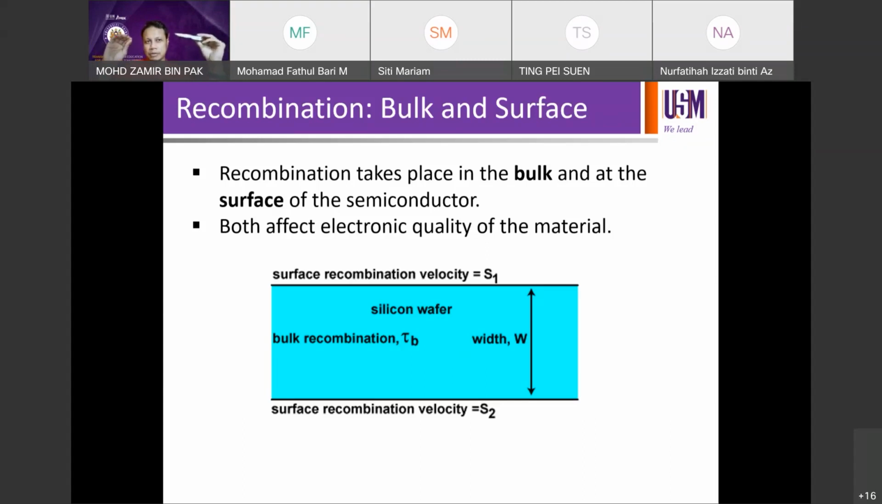If you're talking about total recombination being the summation of surface recombination plus bulk recombination, do you think surface recombination will dominate the whole recombination in the thick device, or in the thin device? I would like to stretch your understanding a little bit. Can anyone explain that? Anyone? Or you don't know?